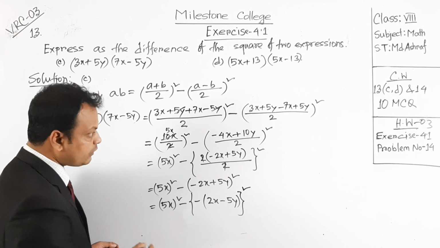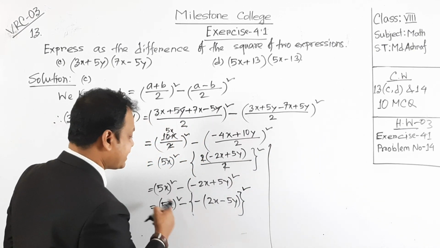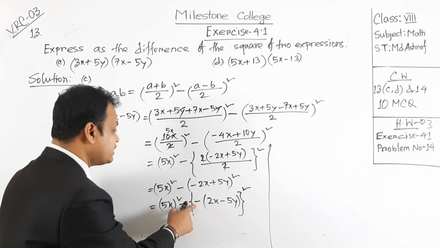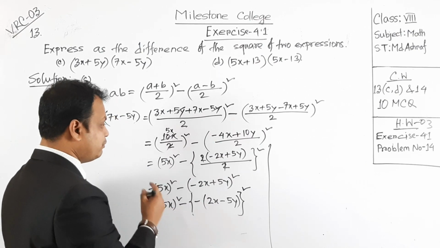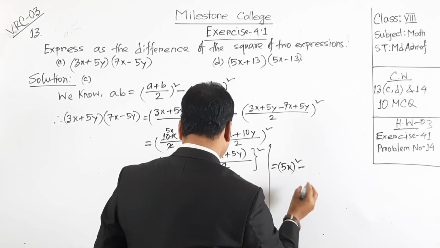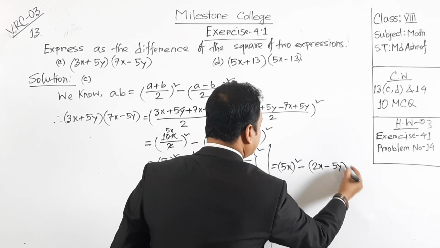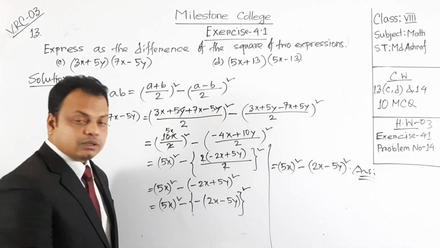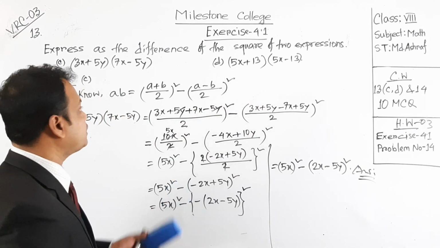Now look at here. So if we eliminate the second bracket, then what will we get? This power within the minus sign also. So when we eliminate this bracket, this sign will be plus. So what will we get here? 5x whole square minus 2x minus 5y whole square. So this is the result. Okay students, I think all of you have got this one. In the same way we can solve D number.